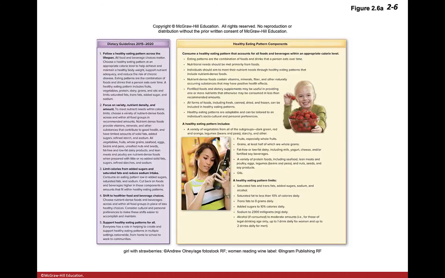I'm not going to go through all of these, but if we look at some of the guidelines they're shooting for: follow a healthy eating pattern across the lifespan, focus on variety, nutrient density, and amount, limit calories from added sugars and saturated fats, reduce sodium intake, shift to healthier food and beverage choices, and support healthy eating patterns for all. This has not changed across time. If we really look at things that we know, none of this is rocket science.